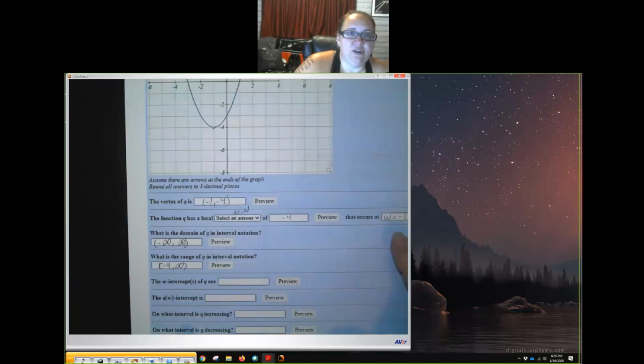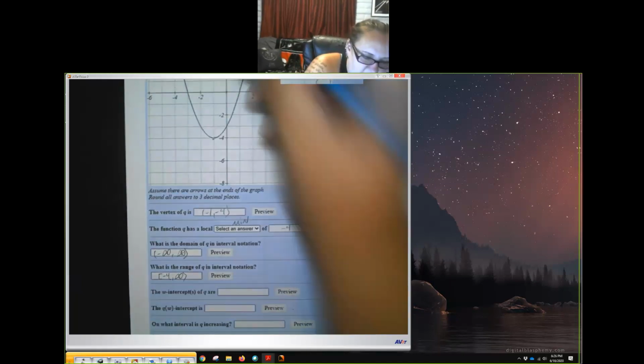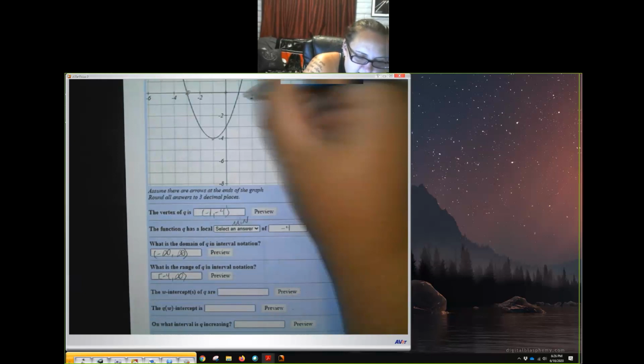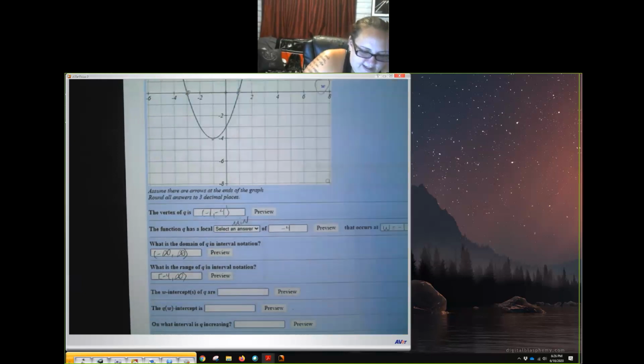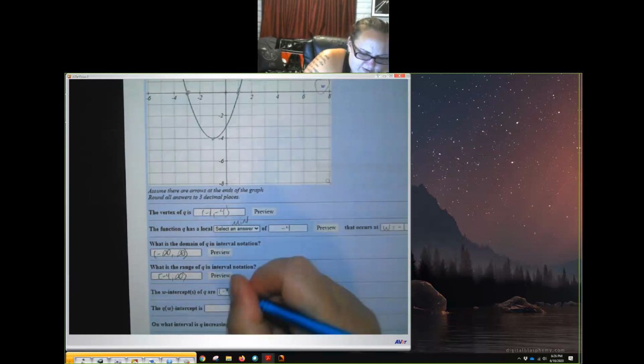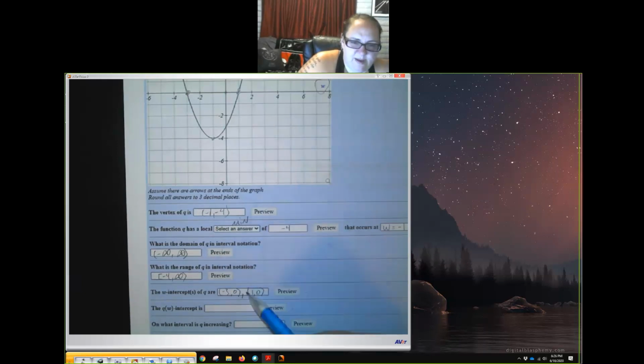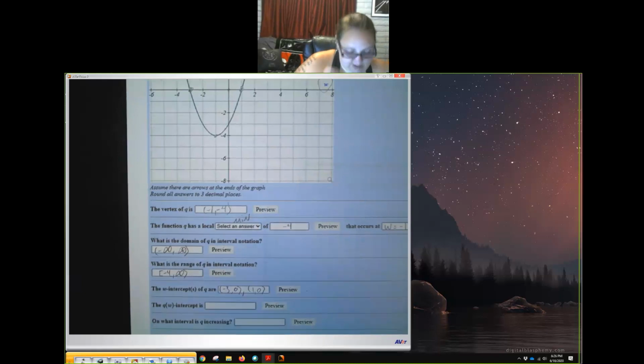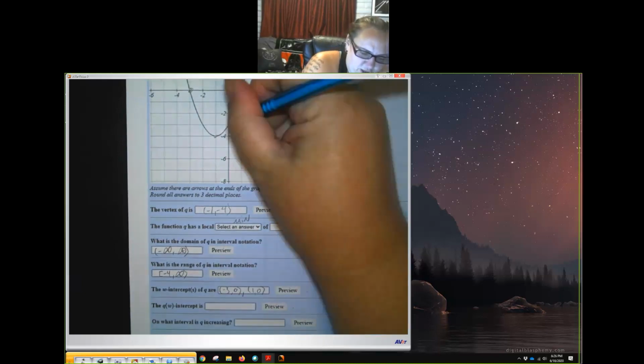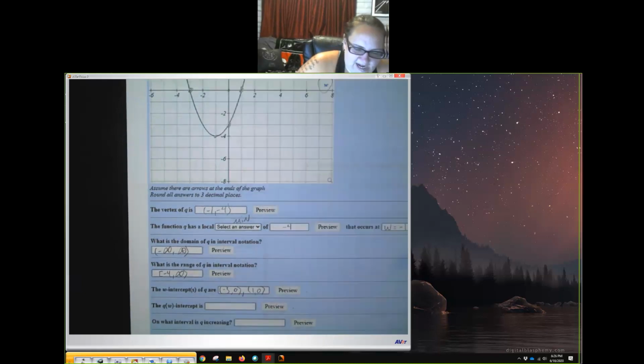The w-intercepts are right here and right here. So that's going to be -3, 0, and 1, 0. Remember that comma in between them also. The q of w-intercept, that's the y-intercept. So that's going to be at 0, -3.